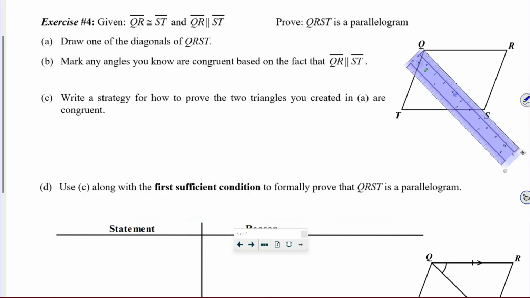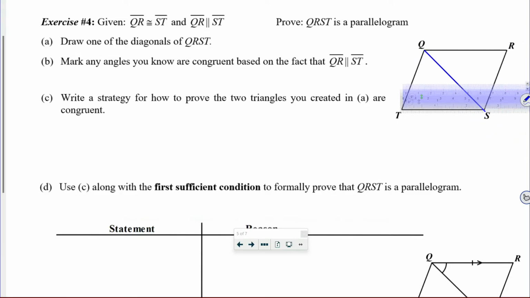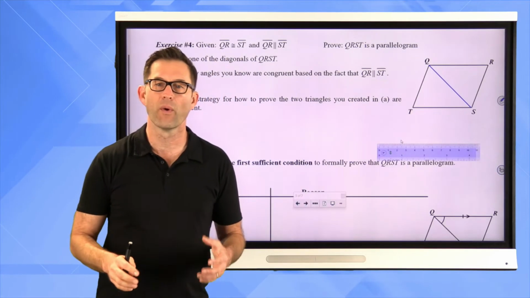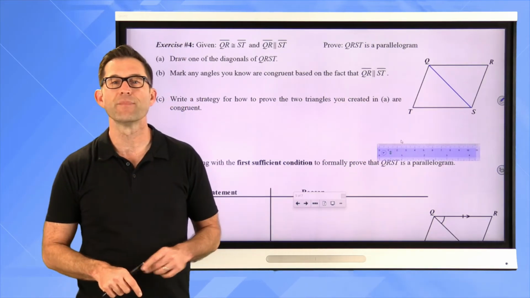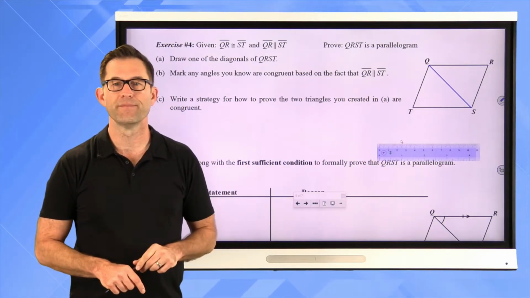And again, this is one of the weirdest things for students in geometry, this idea that I can just sort of randomly draw in a segment on a picture. But remember, I'm drawing this in and it doesn't change anything about the figure whatsoever. It just helps me maybe then prove what I'm trying to prove. All right, now let's take a look at letter B.